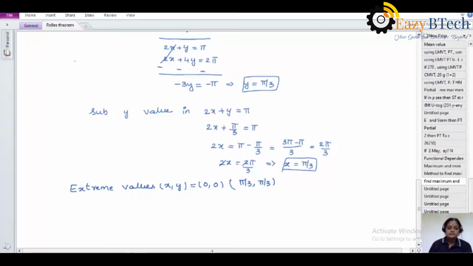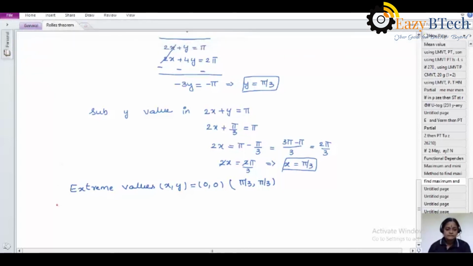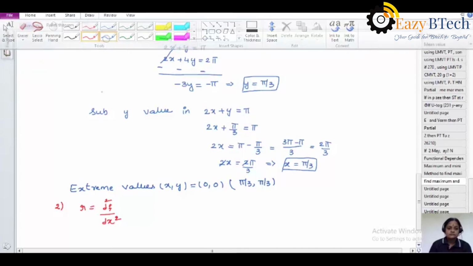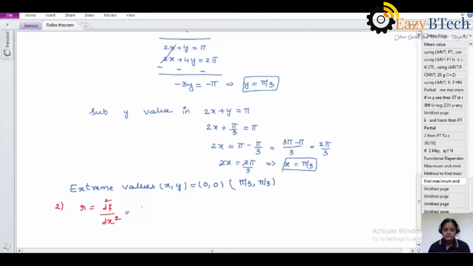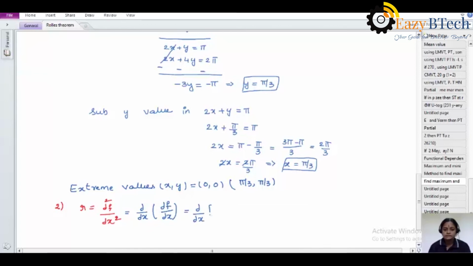Okay, so the second step: finding R, S, T. So R is nothing but dou square f by dou x square. Okay, so how to find this differentiation? Dou square f by dou x square may also be written as dou by dou x of dou f by dou x. So that means dou by dou x of, we are having dou f by dou x, that means equation 1, that is sin y into sin of 2x plus y.